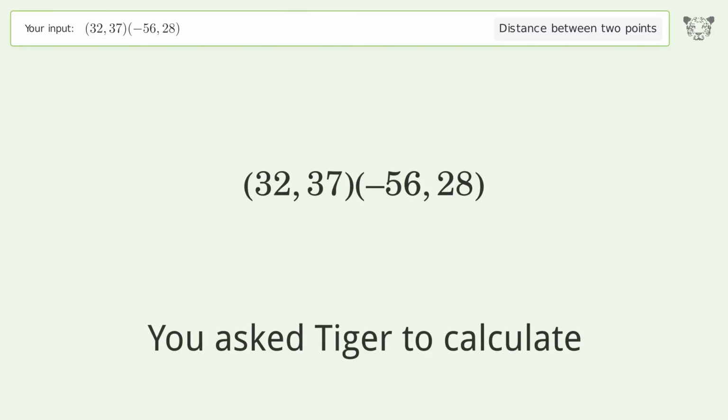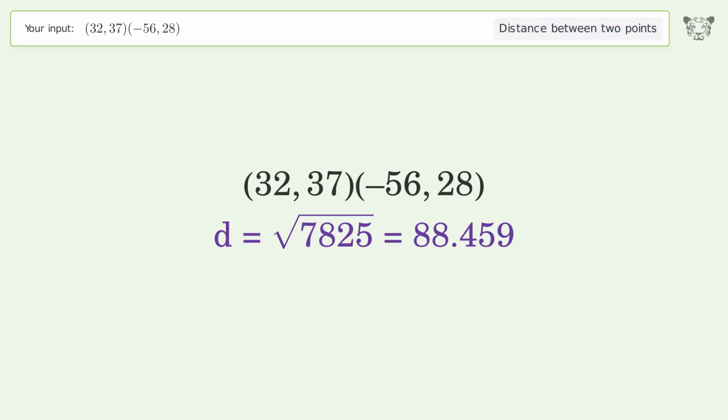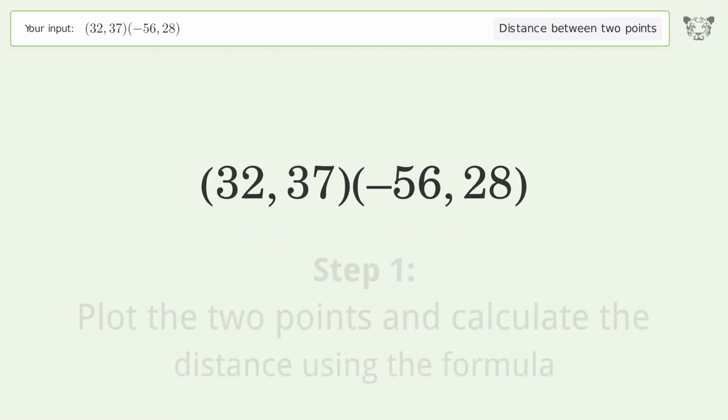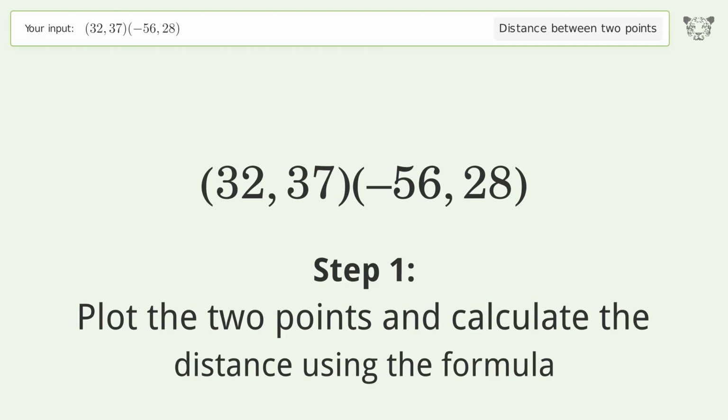You ask Tiger to calculate. This deals with the distance between 2 points. The distance between the 2 points is the square root of 7,825, or 88.459. Let's solve it step by step. Plot the 2 points and calculate the distance using the formula.